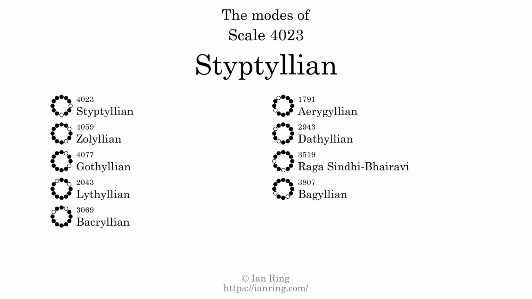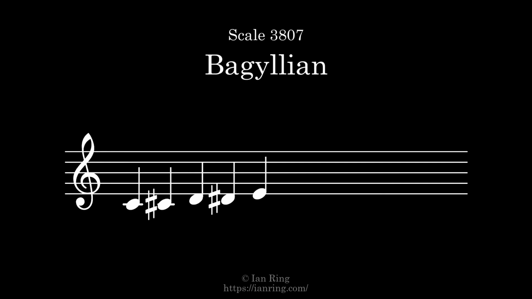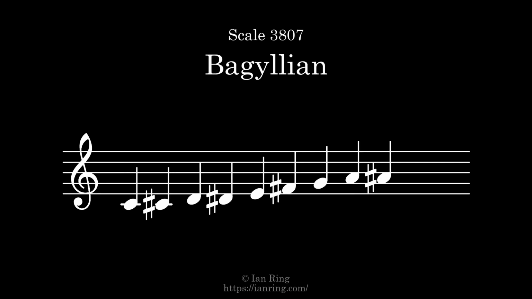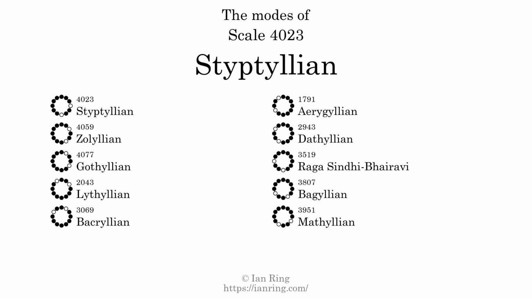The ninth mode is scale 3807, also known as Bajillion. It sounds like this. The 10th and last mode is scale 3951, also known as Styptyllian. It sounds like this.